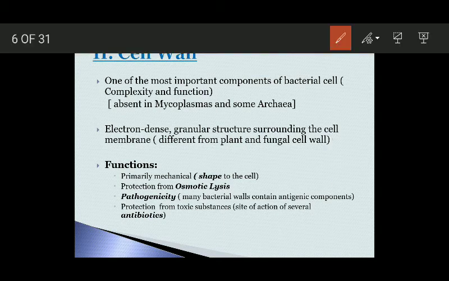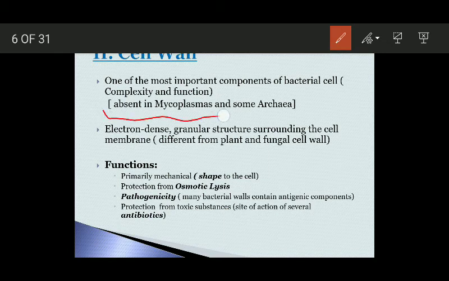Considering the complexity and the myriad set of functions that the cell wall performs in bacterial cells, it is considered one of the most important components of bacterial cells. The cell wall is regarded as one of the most important components because it performs a number of functions and its structure is so complex.